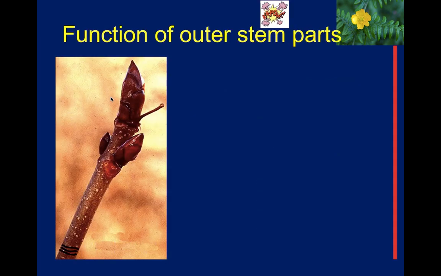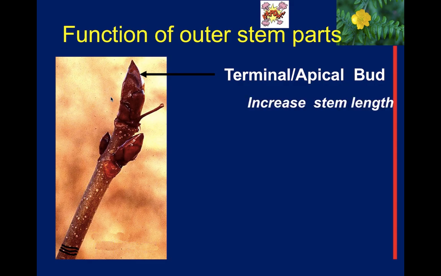Now on page 155 you have a table. So you hopefully will have a stem in front of you, and this will help you. We have different parts to our stem. So this is your apical bud on this particular stem. This is where mitosis is happening. This is where your stem is going to get longer. So this is what you're going to put into the row for terminal or apical bud.